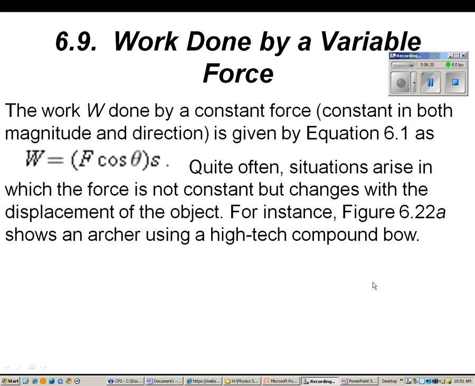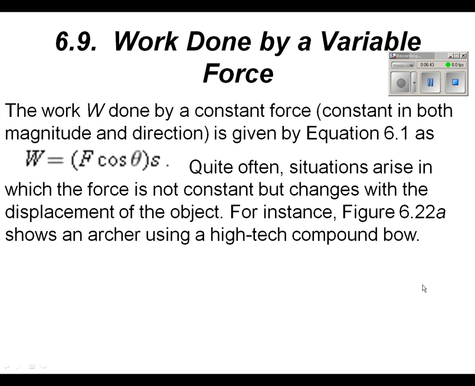Now we're going to talk about work done by a variable force. The work W done by a constant force is given by equation 6.1 as, we've seen this equation before, work equals F cosine theta times S. Quite often situations arise in which the force is not constant but changes with the displacement of the object. For instance, figure 6.2 A shows an archer using a high-tech compound bow.